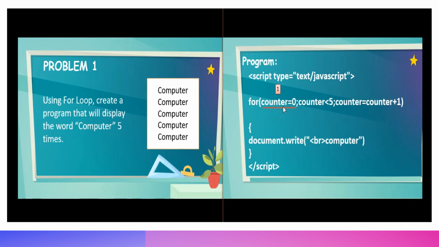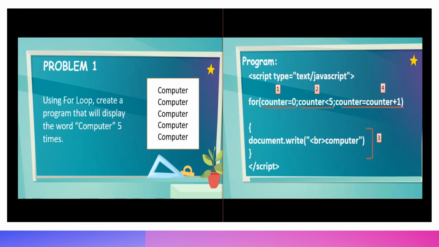The first is to initialize the value of counter to 0. This will be our loop counter variable. This will count how many times the loop has been executed. The next is to compare. If the condition, if counter is less than 5, then the computer will execute this code, which is to display the word computer. And notice that it has a BR tag so that the next time it displays the word computer, it will go to the next line.